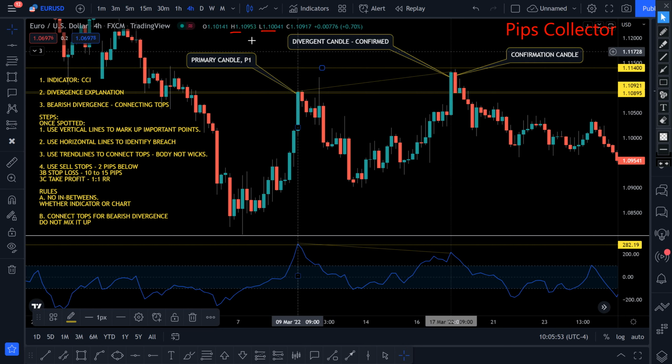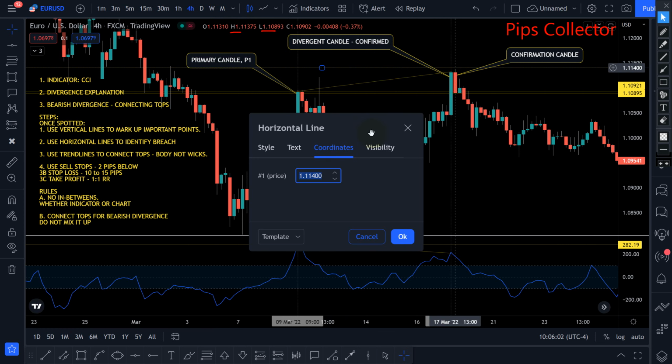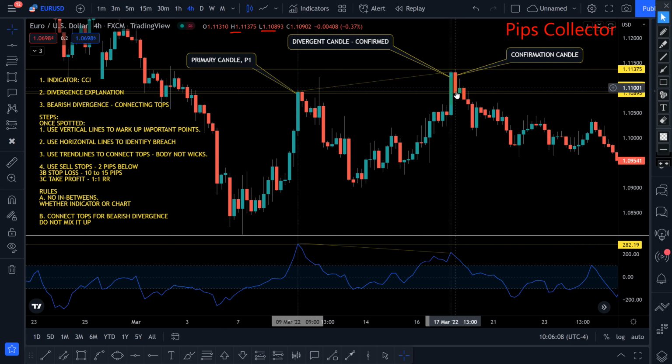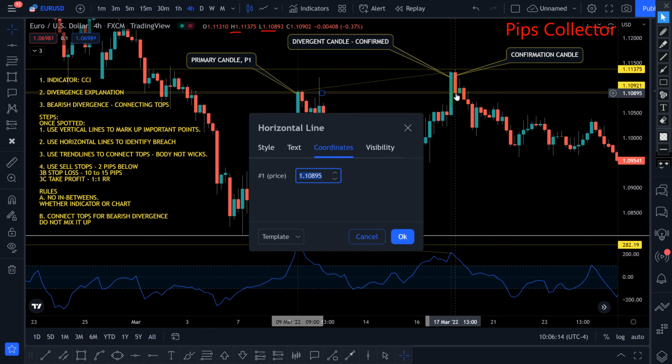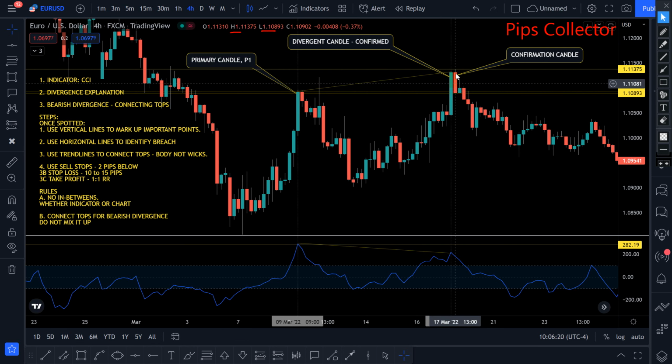You get this high, which is, look at here, 1.11375. Edit this to 1.11375. The low is, look at this now, 1.10893. 1.10893.